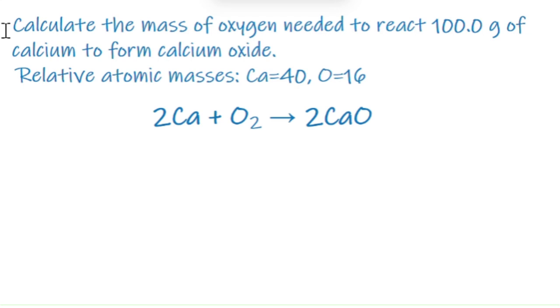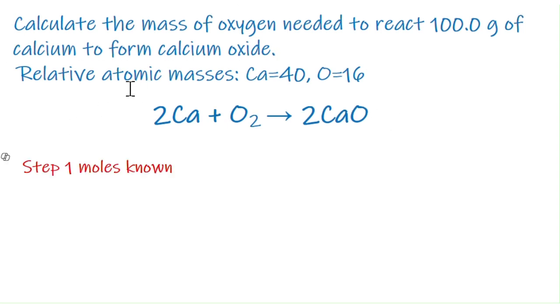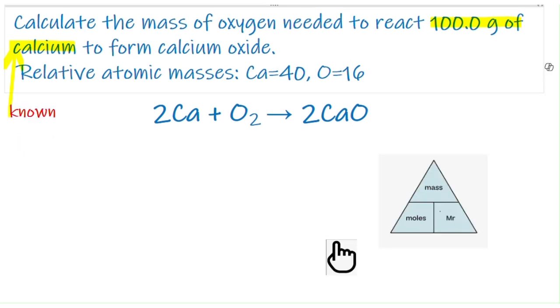Let's look at an example using the 3-step method. Calculate the mass of oxygen needed to react with 100 grams of calcium to form calcium oxide. Relative atomic masses are calcium 40, oxygen 16. The equation is here in balance: 2Ca plus O2 goes to 2CaO.